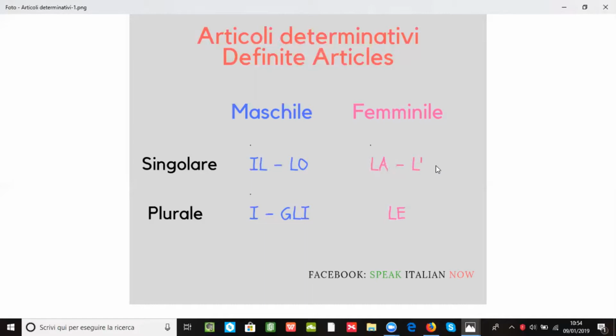Okay. In the next lesson, I'm going to show you some exercises and some examples. Maschile, plurale. I, gli. This is a very important sound. It's not gli, it's "lli". You have to put your tongue flat and your teeth almost touching each other, and you push out the air. Gli, gli, gli. Femminile, plurale, le.